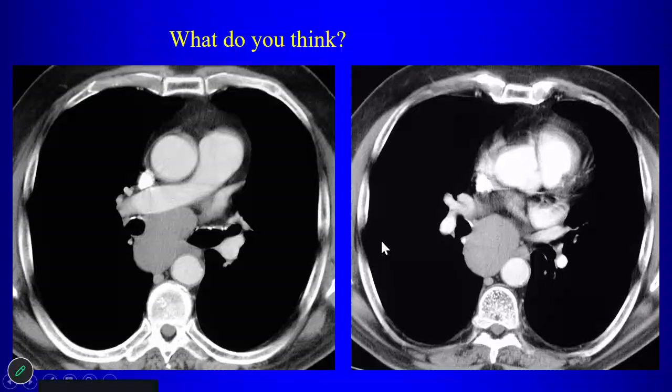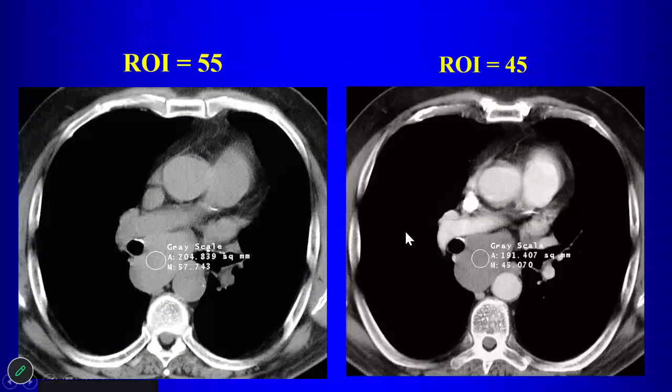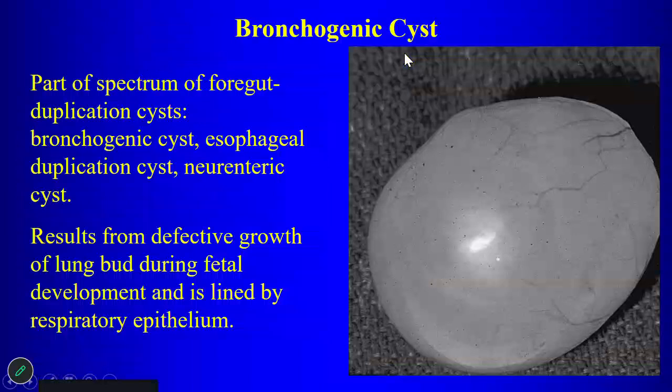Okay. So here, it is higher in attenuation than simple fluid, but we can see this with bronchogenic cyst. The important thing is, is there any enhancement? So it's pre-contrast, post-contrast. It is higher in attenuation than simple fluid, but this does not demonstrate enhancement, okay? So this does turn out to be a bronchogenic cyst.